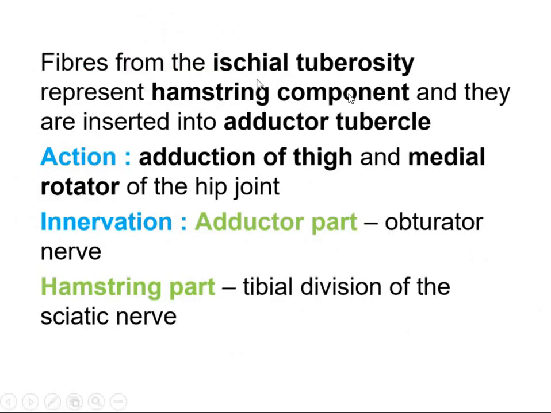Then we have the fibers from the ischial tuberosity, which represent the hamstring muscle. Okay, so we have different hamstring muscles: semitendinosus, semimembranosus, and the hamstring part of this muscle. What is common in these hamstring muscles is that they originate from the ischial tuberosity. Okay, that is one common thing.